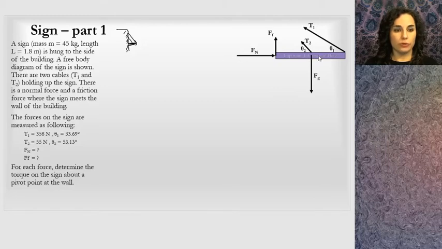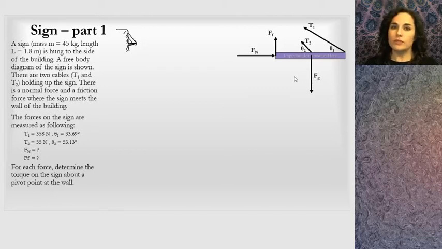And if I do a free body diagram of the sign, it would look like this. A free body diagram of the sign is shown. There are 2 cables, T1 and T2, holding up the sign. And there's a normal force and a friction force at the point at the building where it's actually touching the building. Okay, so there's multiple forces going on here. We have 5 forces on the free body diagram. And you can see there's some pointing in different directions, and we have our familiar normal force and friction force and our force of gravity.